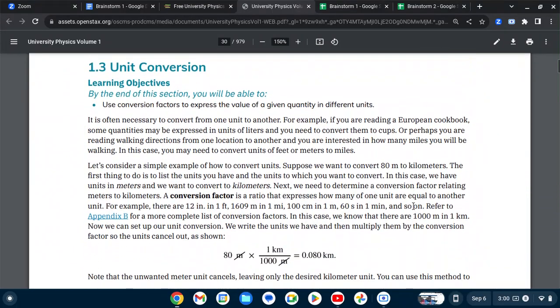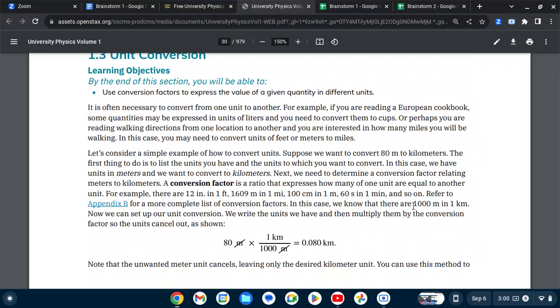1.3 Unit conversion. Learning objectives. By the end of this section, you will be able to use conversion factors to express the value of a given quantity in different units.